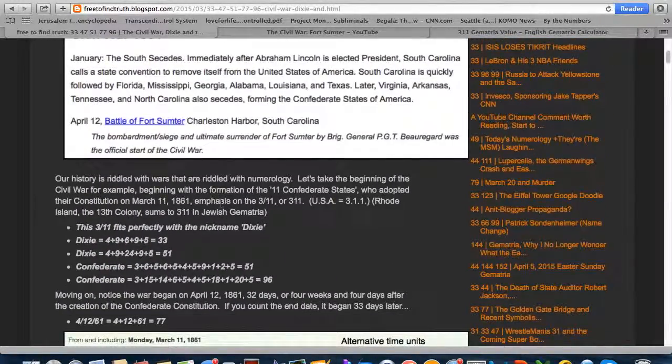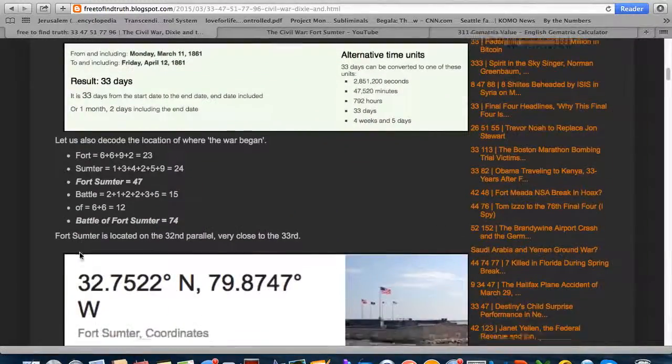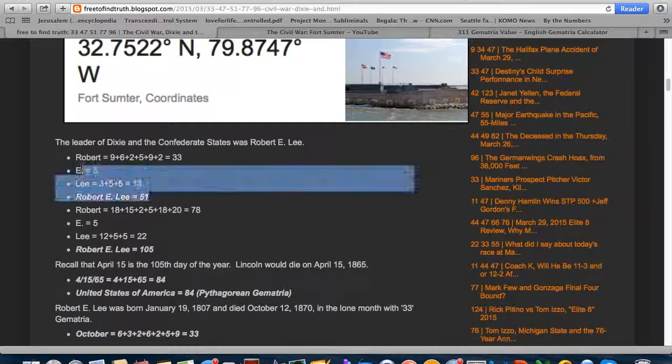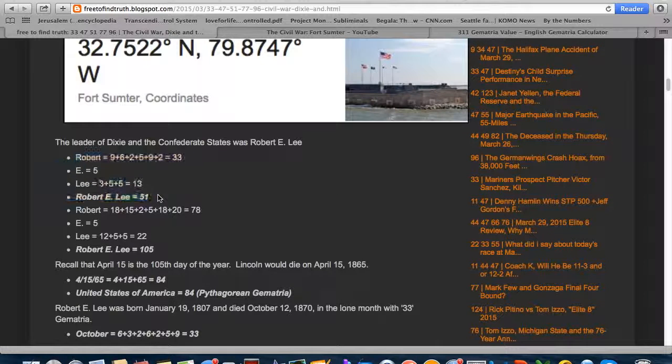In the case of the Civil War, the Confederate States were made up of 11 states. They were named Dixie. Dixie with Pythagorean gematria sums to 33. Dixie with simple English gematria sums to 51. The word Confederate with Pythagorean gematria sums to 51. Who was the leader of Dixie and the Confederates? Robert E. Lee. Robert E. Lee with Pythagorean gematria sums to 51. And notice that Robert is a 33 name.